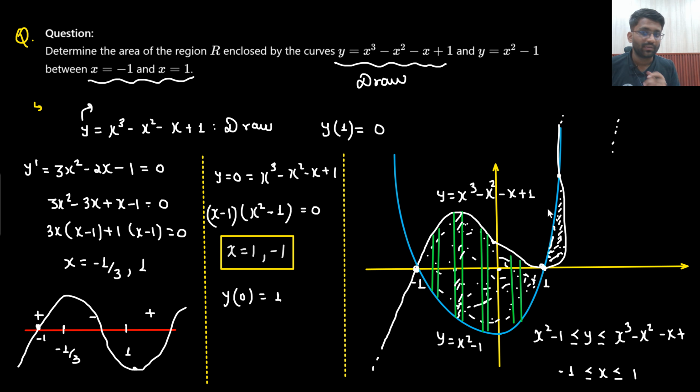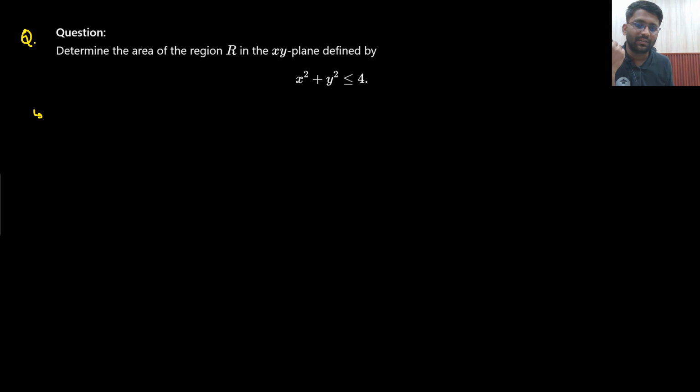So yes or no? But they are asking between -1 to 1, so this question has become a bit simpler. But if they were asking about the whole area bounded, like they did not mention -1 to 1, and the question was only: determine the area of the region enclosed by the curves. That's it. This was the question. Till this point the question was there. So then what I would have done, I would add a page.